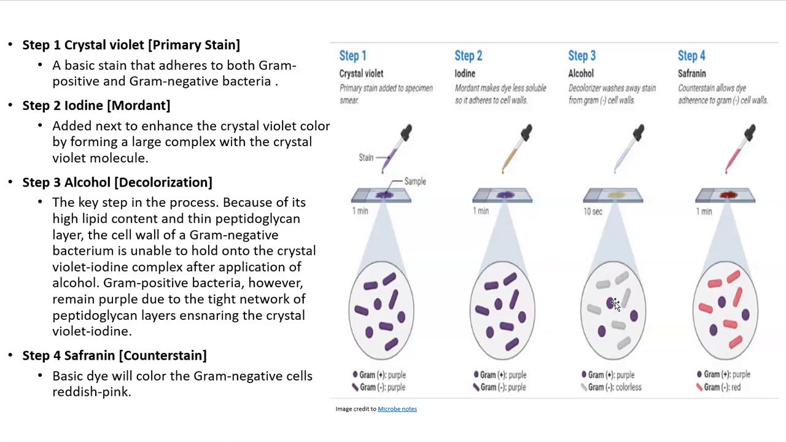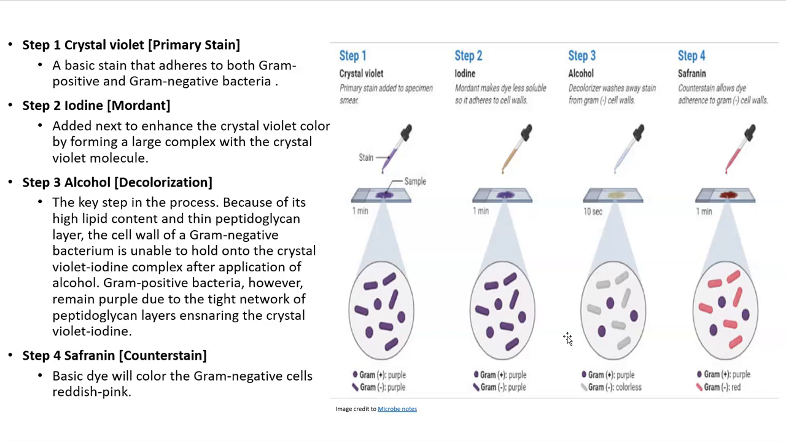So after we add the alcohol, whatever technique we choose to do that is fine, the gram-positive bacteria are still purple, they held on to it, but the gram-negative bacteria are going to be colorless at this point because the alcohol pulled the crystal violet out of the cells.